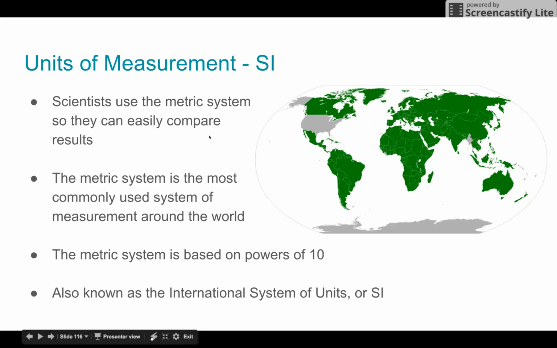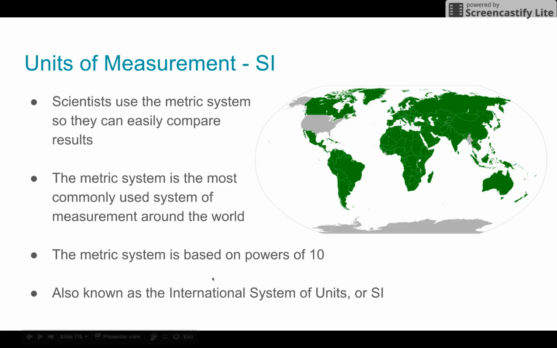Okay, so the metric system. We use this when we're doing science so that we can easily compare our results to those of people all around the world. So you can see that all the countries in green, which is pretty much every country but us, uses the metric system in their everyday lives. We're one of the only countries that really hasn't adopted that. But whenever we do science, we do use the metric system, again, so that it's easier to compare our results with everyone else. The metric system is also easier to use because it's based on powers of 10.